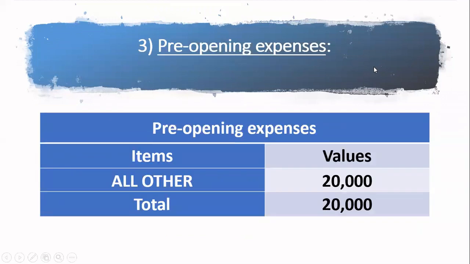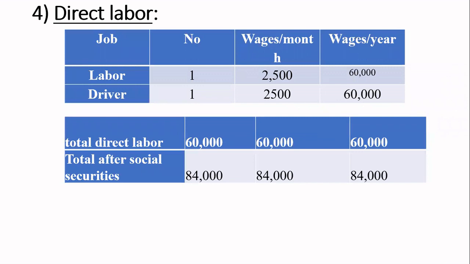Then we proceed to the pre-opening: the license, the paperwork, the know-how, the training, the preparations of all the project starting point. Let's say it's all what they need, it is 20,000. Let's go for the direct labor. Here I have one laborer to monitor the production and monitor the behavior, and I have one driver who is going to deliver the products. Each one takes 2,500 per month.